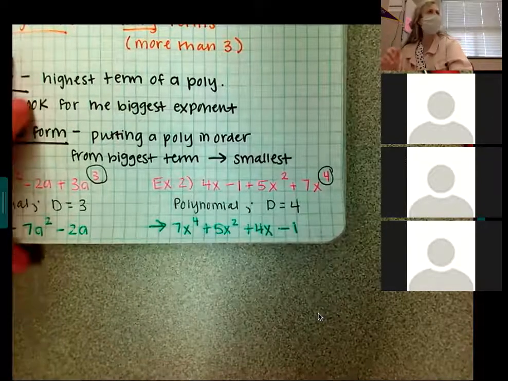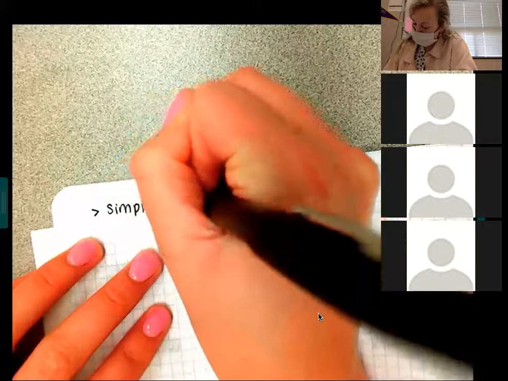All right, it's not hard. You already know how to do it. I guarantee you. I guarantee you already know how to do it. So we're going to talk about how we would simplify polynomials.